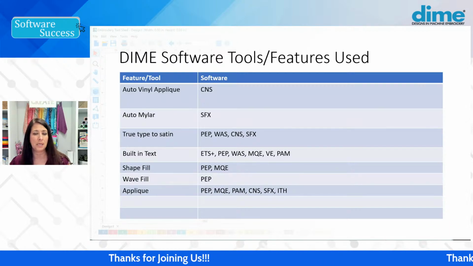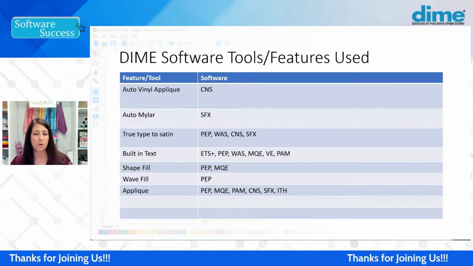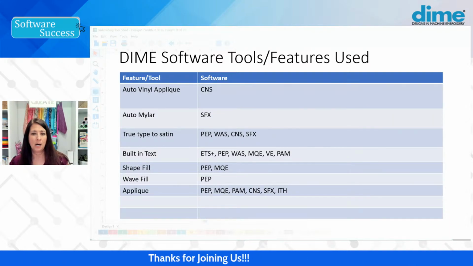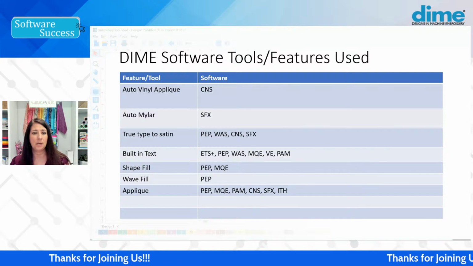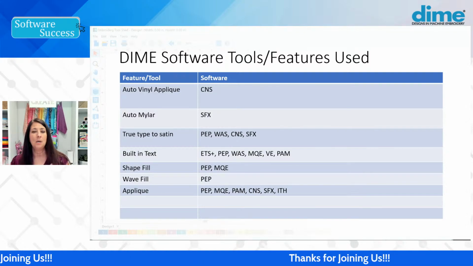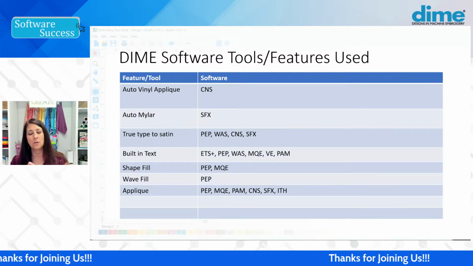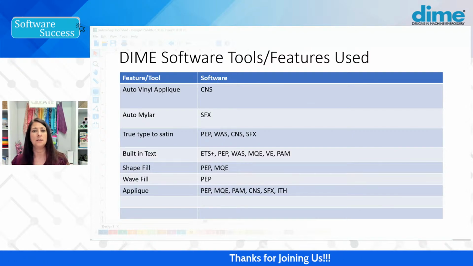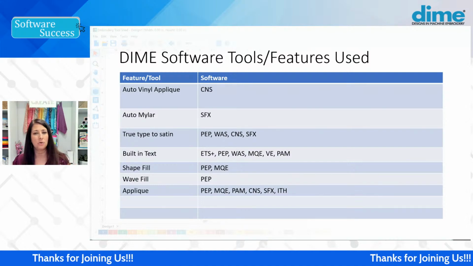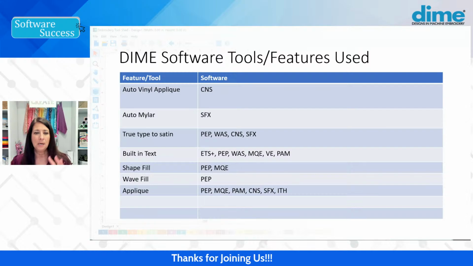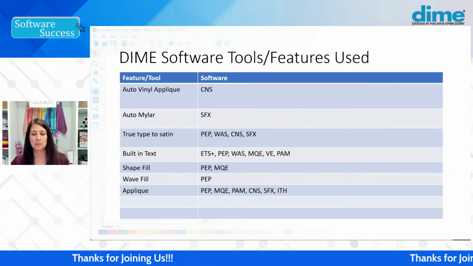We do have built-in text features in the programs you see there: Embroidery Toolshed Plus, PEP, WordArt, My Quilt Embellisher, Vintage, and Patch and Applique Maker. And then the TrueType font list you can access in WordArt, PEP, Cut and Stitch, and Special FX. So you can see how owning these programs together, you have features from different ones, but they all work together as one. I like to show you guys, if you own it, you could click it, but if you are creating separately, then showing you the programs that you could do separately.